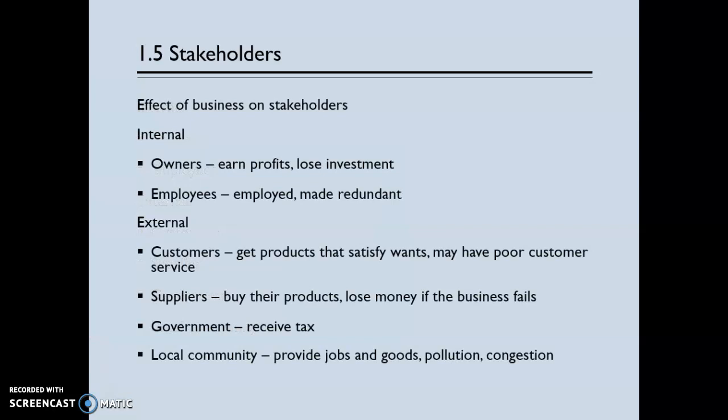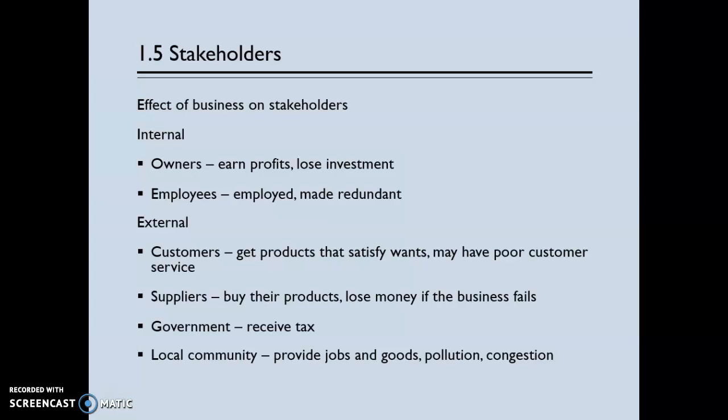So it is really important to understand that the business has an impact on those stakeholders, and that also the stakeholders have an impact on that business. The syllabus is very clear that you need to have these 2 different perspectives. So this slide looks at how the business impacts on those stakeholders we've just been talking about.